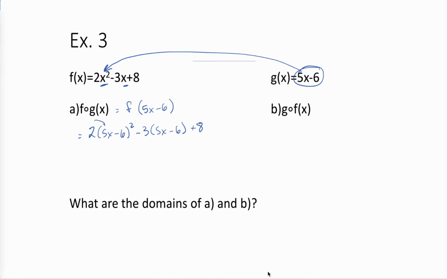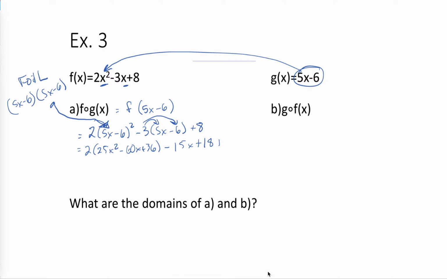And then to simplify this, we need to FOIL 5x minus 6 times 5x minus 6, and that is 25x squared minus 60x plus 36. Distribute the negative 3, minus 15x plus 18 plus 8.